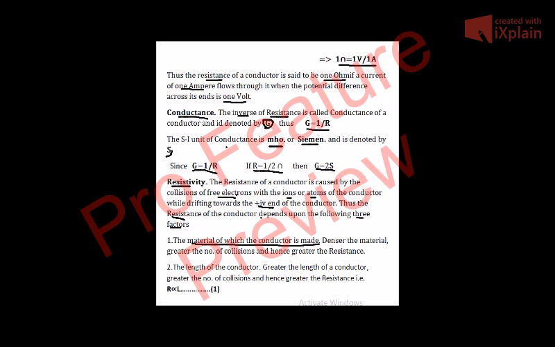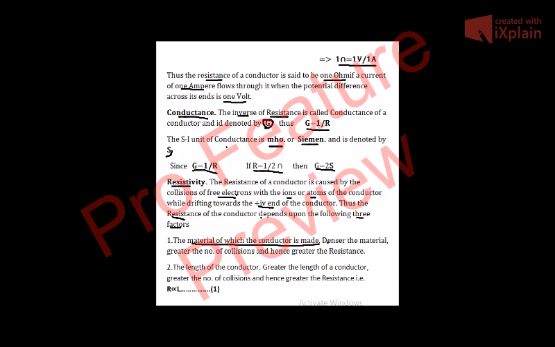When electrons flow from one end to the other end of the conductor, we see how many collisions take place. If the number of collisions is greater, then the resistance will be greater. The number of collisions will be greater if the number of ions or atoms present in the conductor is greater. So if the medium is denser, then the number of ions or atoms will be greater, the number of collisions will be greater and resistance will be greater. So it depends upon the material of the conductor.